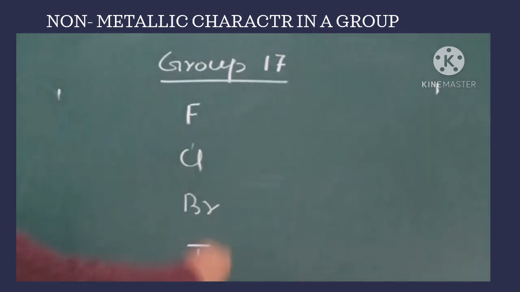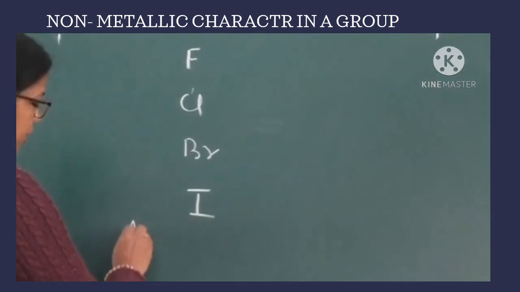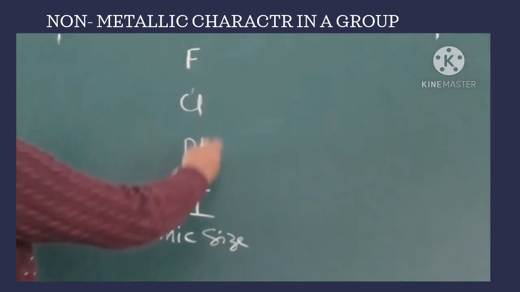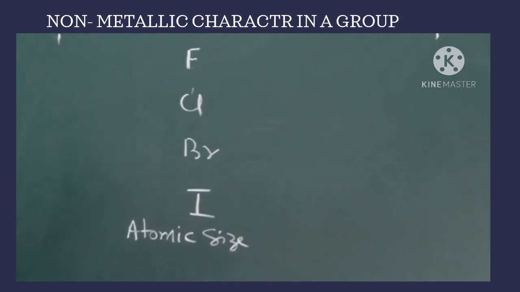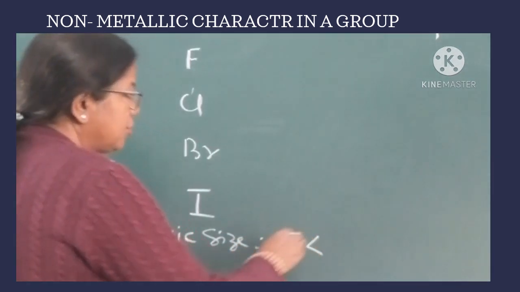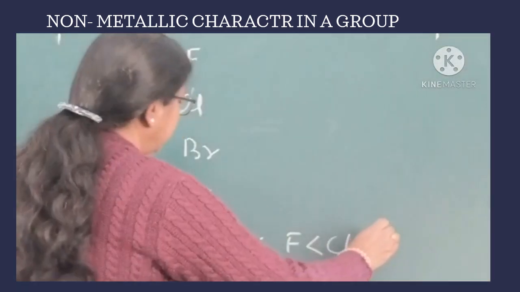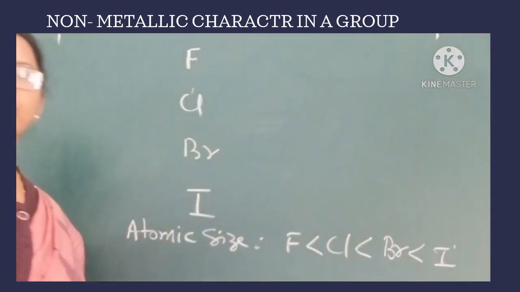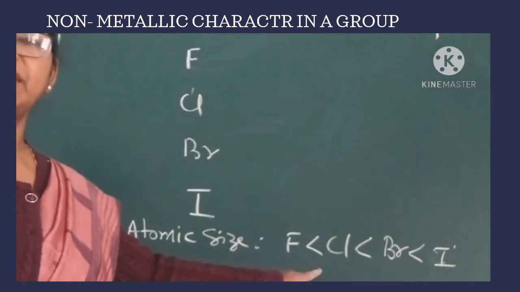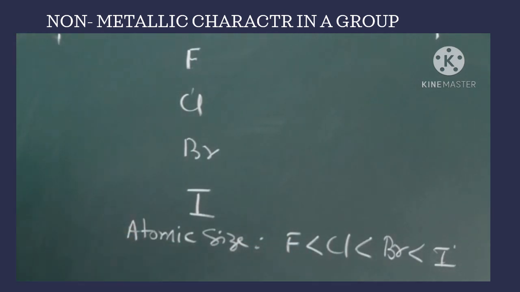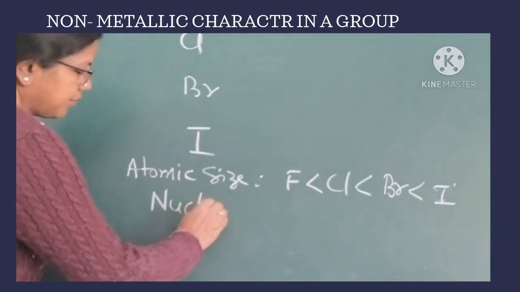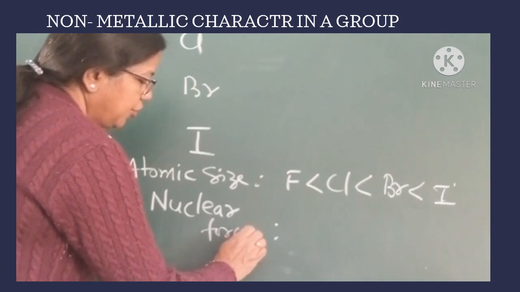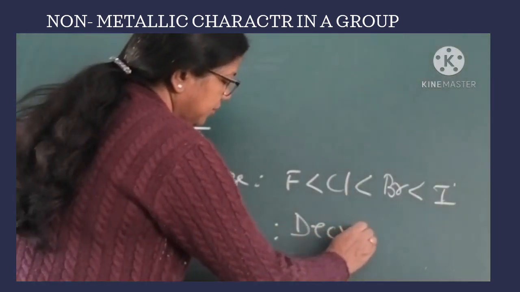As you have learned, on moving from top to bottom, atomic size increases. That means fluorine is smaller than chlorine, chlorine smaller than bromine, bromine smaller than iodine. On moving from top to bottom, as the atomic size increases, the nuclear force also decreases.